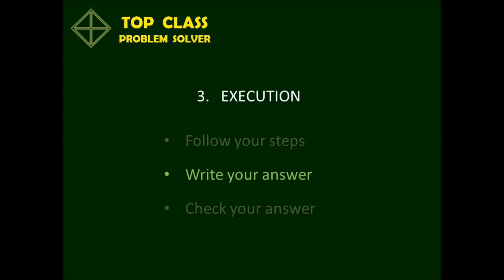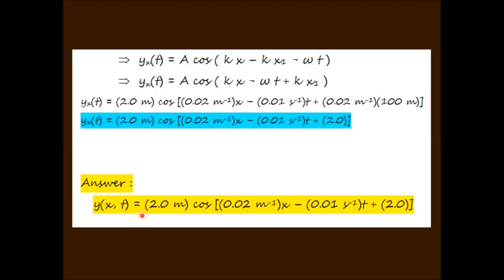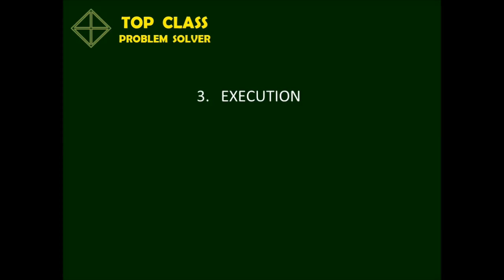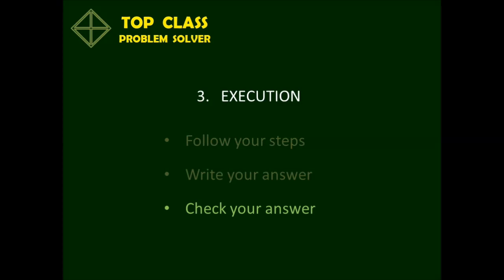The second step of the execution is simply to write down and highlight your final answer. So here we write our final answer. The third step of the execution is to check your answer. When you check your answer, make sure that you state clearly what is required, that you give the appropriate unit, and that the magnitude of your answer is reasonable.